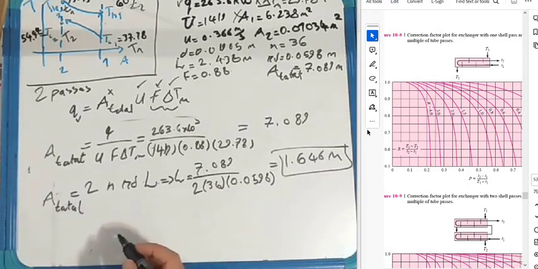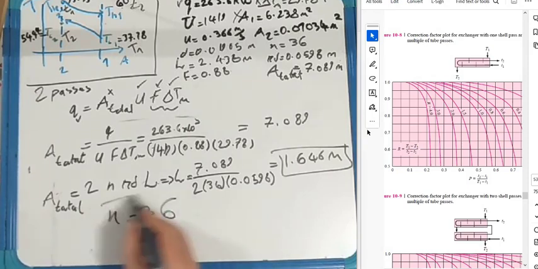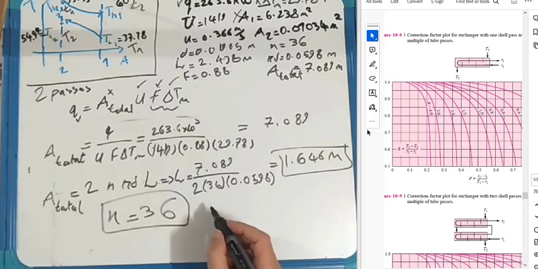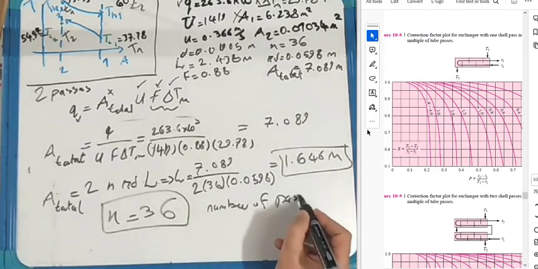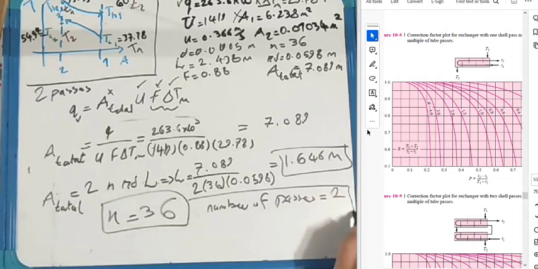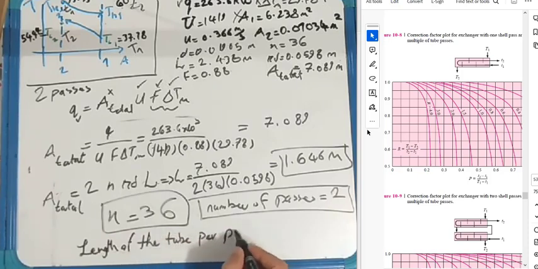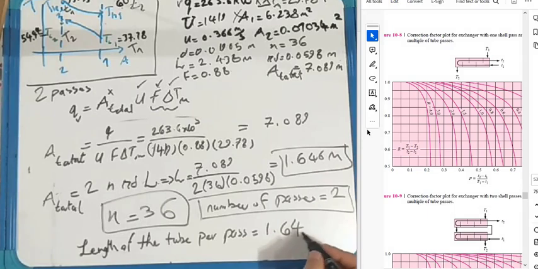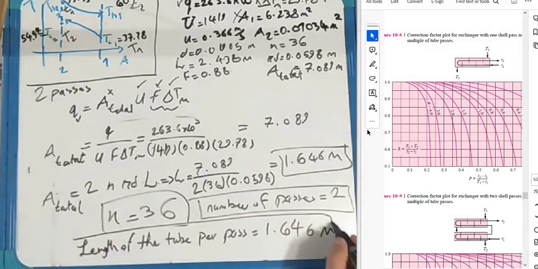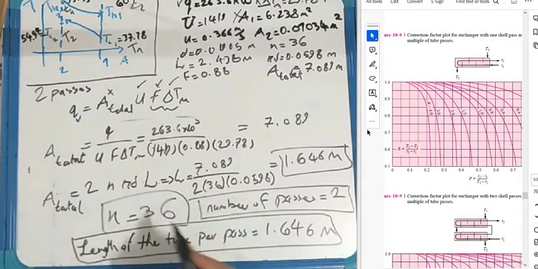So our answer will be N equals 36. Okay, the answer of this example: the number of passes is 2, and the length of the tube per pass is 1.646 meters. Okay, these three were the answers of this example.